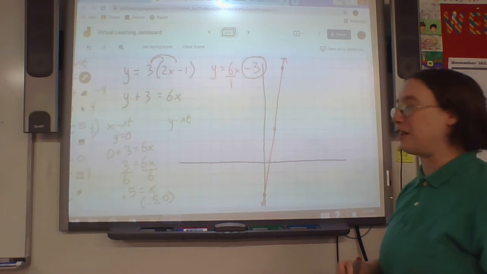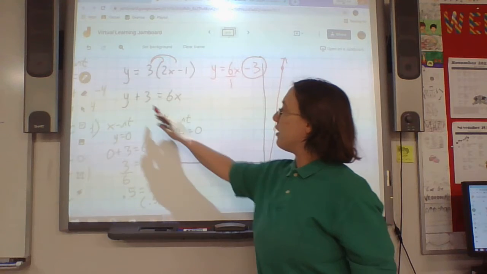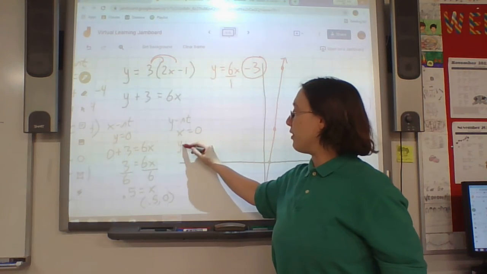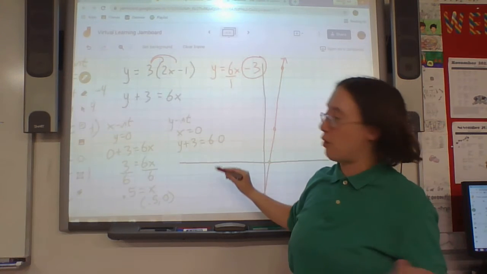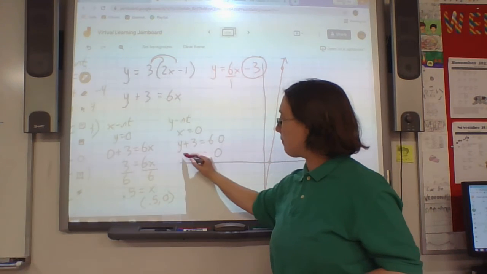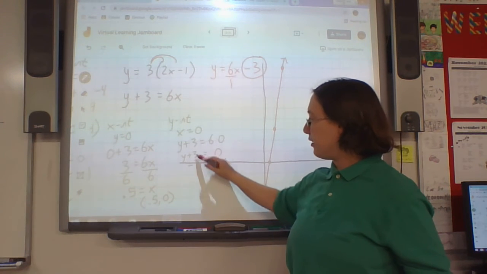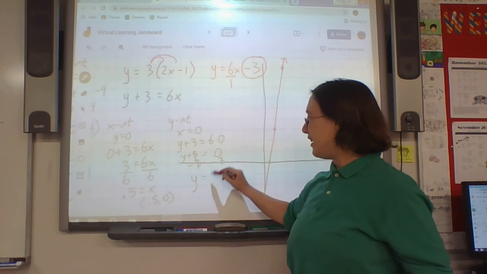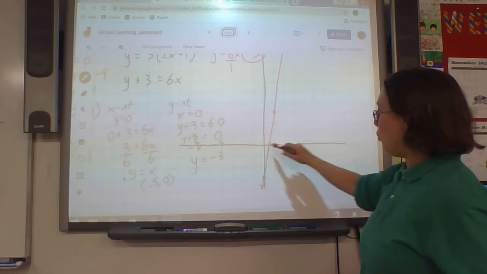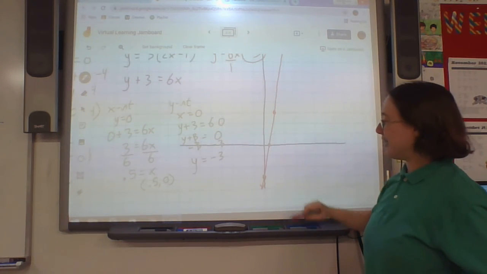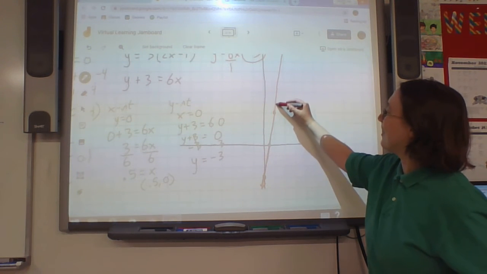Okay, let's find our y-intercept. If we're looking for our y-intercept, that means that x equals 0. So we've got y plus 3 over here equals 6 times 0. The 6 times 0 is just 0. And then we're subtracting a 3 to get rid of adding 3. 0 minus 3 is negative 3. 1, 2, 3. Oh, hey, they're the same line.